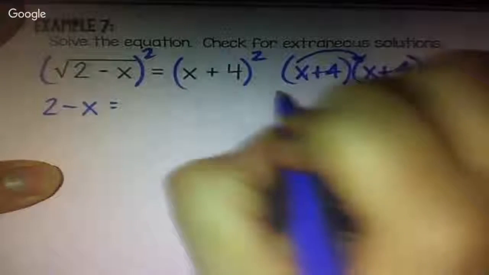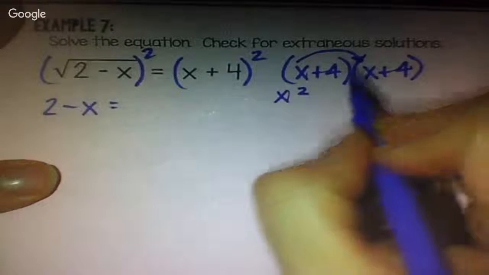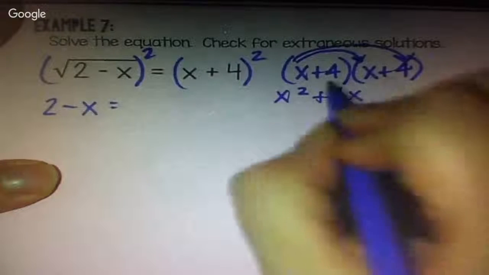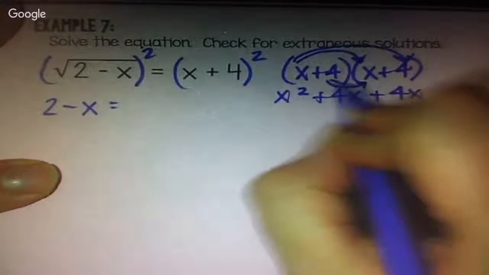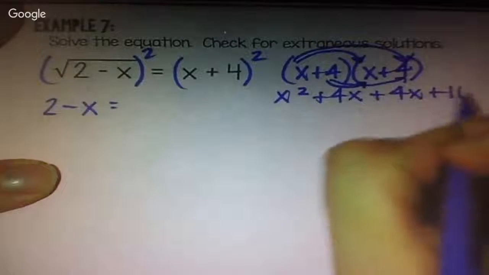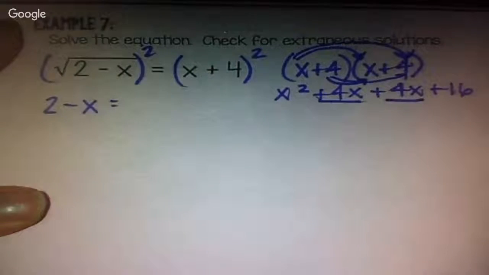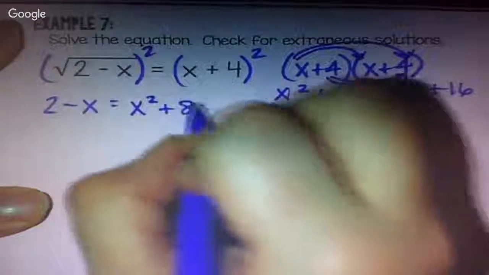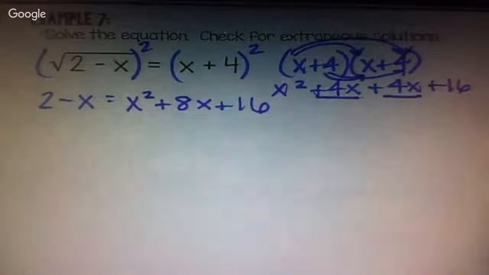So you need to do x times x, x squared, x times 4, 4x, 4 times x, 4x, and 4 times 4, 16. Don't forget to combine like terms then. So this right side is actually x squared plus 8x plus 16, which is a quadratic.